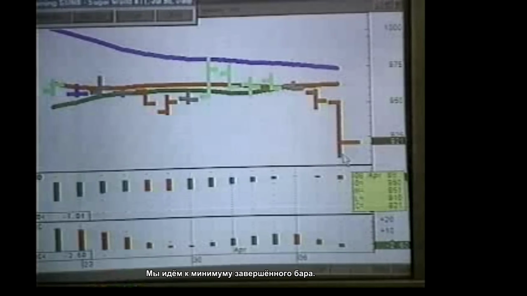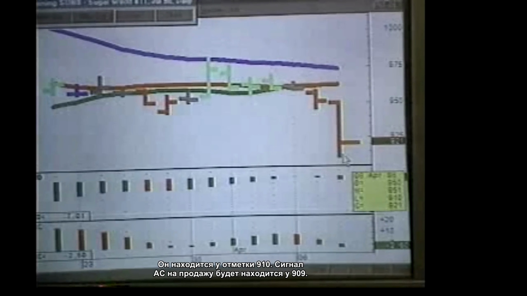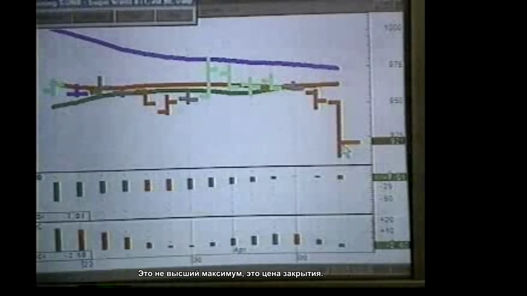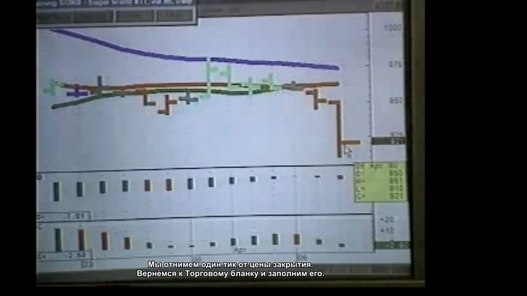We'll go to the low of the completed bar, and that low is at 910. So our AC sell signal will be at 909. Now we're also going to have another signal. Have you figured it out? It's going to be a zone add-on. And that comes off the close. Remember, that's not the high or low, it's off of the close. And you're going to add or subtract 1 tick from that. So let's go back to the trading partner and fill it in.